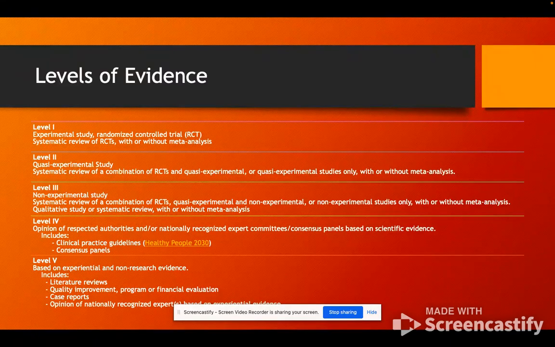And then it progresses on to level 4. We have an opinion of respected authorities and/or nationally recognized expert committees. Level 5, this one's based on experimental and non-research evidence. It could include literature reviews, quality improvement, case reports, and then opinions of nationally recognized experts.